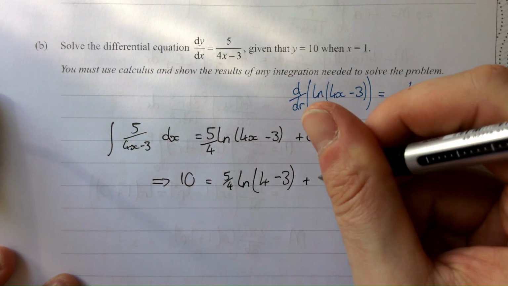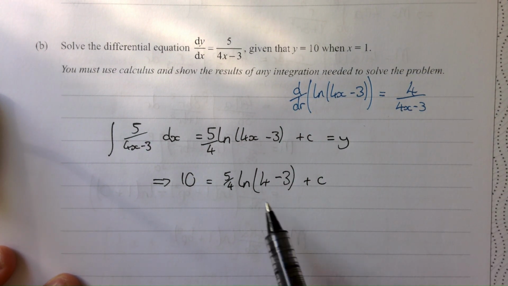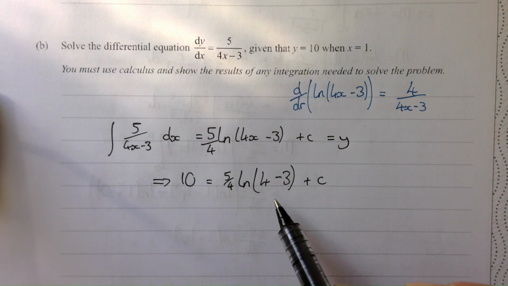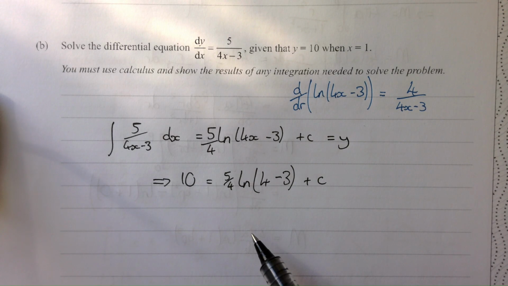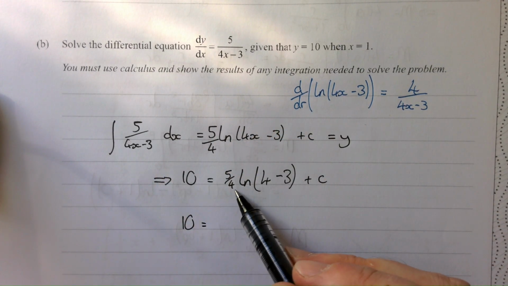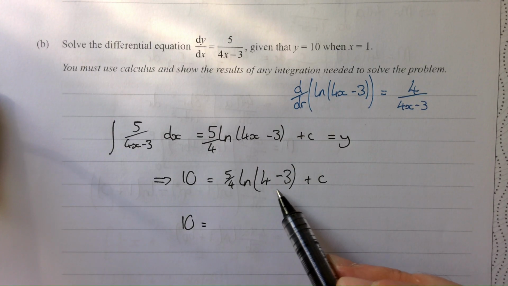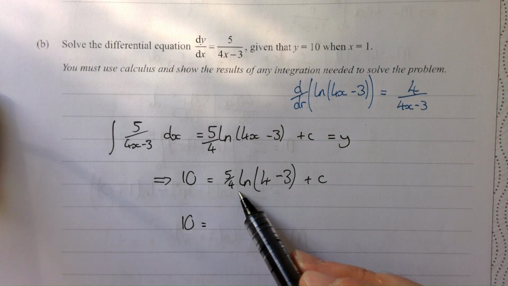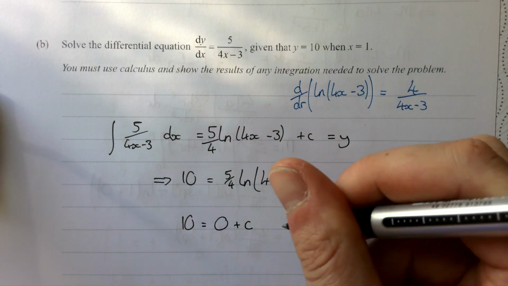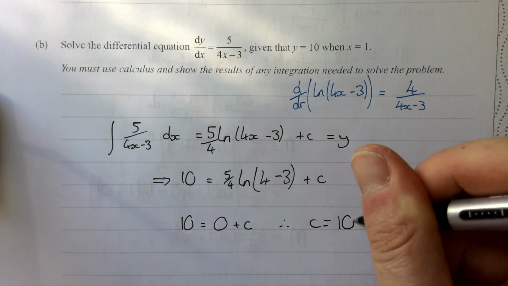plus c, sorry. There was something missing. Now, if you do 4 minus 3, you get 1. The natural log of 1 just goes to 0. Therefore, 10 is equal to 5/4 multiplied by the natural log of 1, which is 0. So 5/4 times 0 is equal to 0 plus c. Therefore, c is equal to 10.